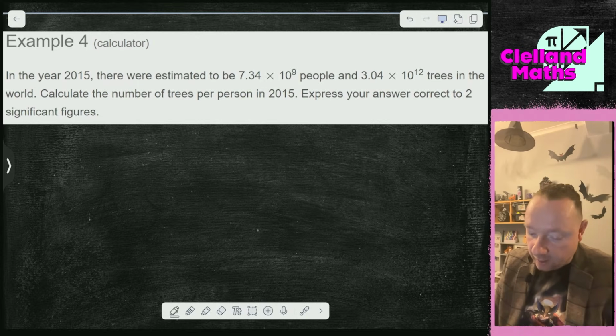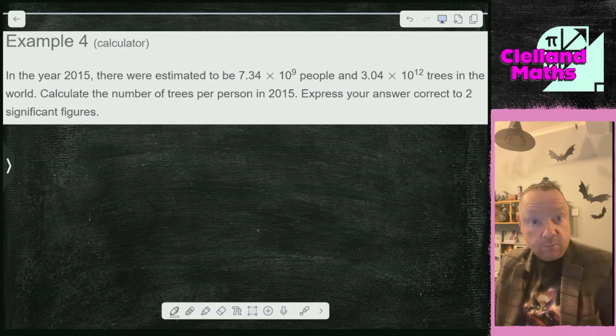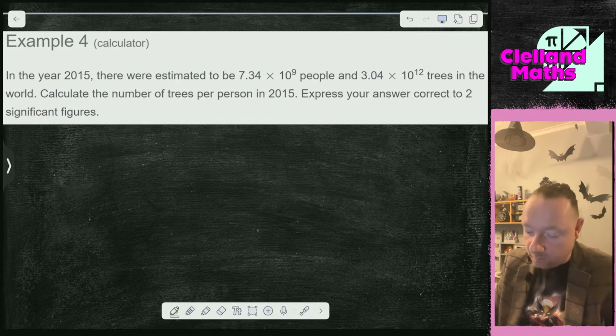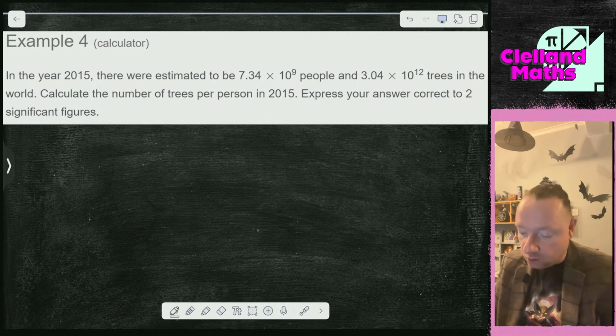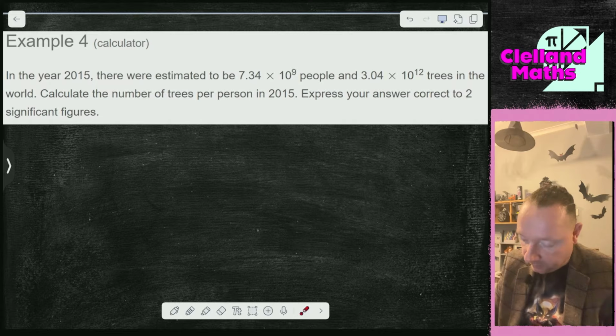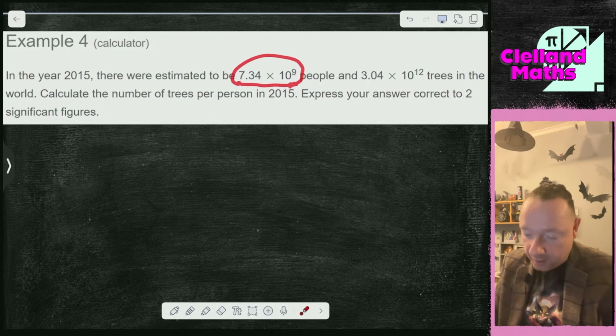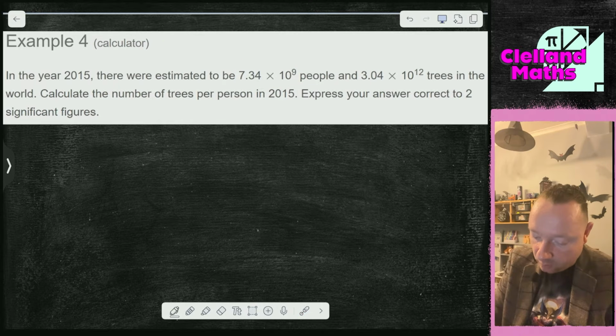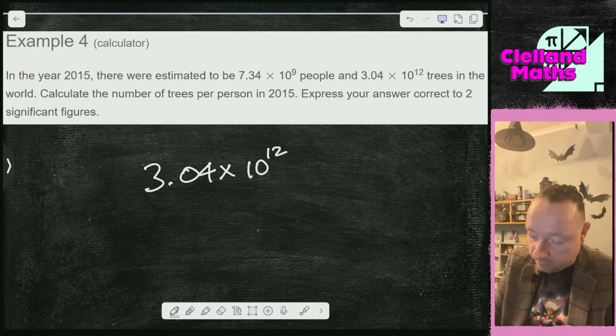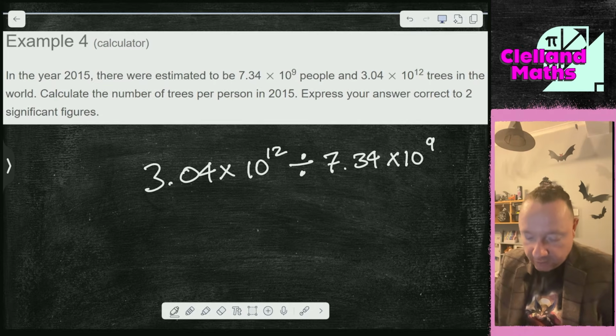So this is where people start to get a little bit tricky because they'll translate this into a times or divide sum. Well, it says calculate the number of trees per person. So I need 1 person. So all I need to think about here is if I've got that many people and I want to know for 1 person, I need to divide by this number to get 1. So that's it. It's 3.04 times 10 to the 12 divided by 7.34 times 10 to the 9. So I need to get my calculator.